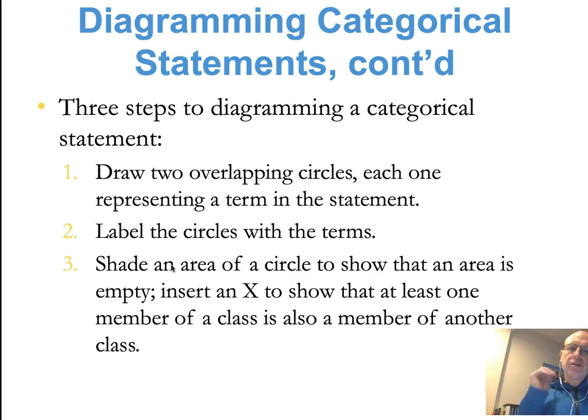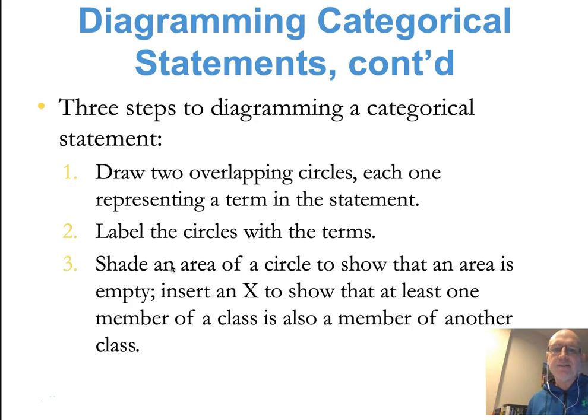So, three steps to diagram a categorical statement. Number one, draw two overlapping circles, each one representing a term in the statement. So the first thing you want to do is draw two overlapping circles. You want to label the circles with terms. So this is S and this is P. I've labeled it now. You can see S and P.